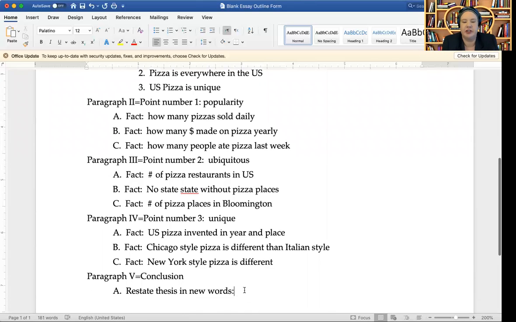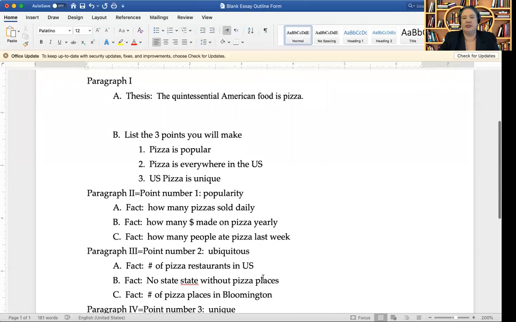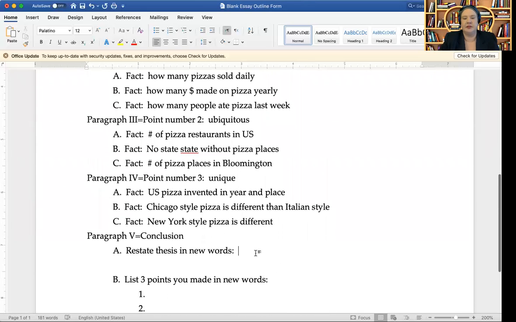Now your conclusion, you're going to restate your thesis again. Make it super obvious, super clear. State it in new words, like, let's see, what did we have up above? We had the quintessential American food is pizza. Restate in new words. Pizza is the greatest American food.